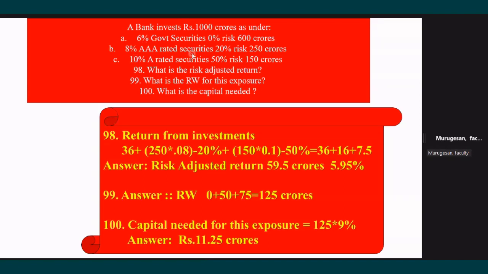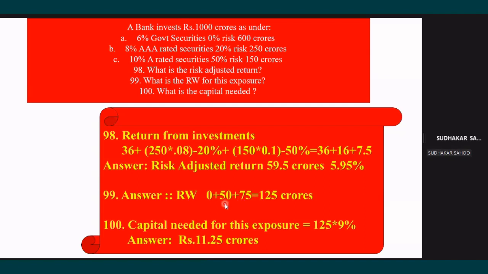Second, you note down. 250 crore you are investing at 8%, but risk is 20. Now, will you get 8% or something less? Less, sir. 6.4. So 250 into 6.4 you calculate. Minus 8. You'll get what? 16.